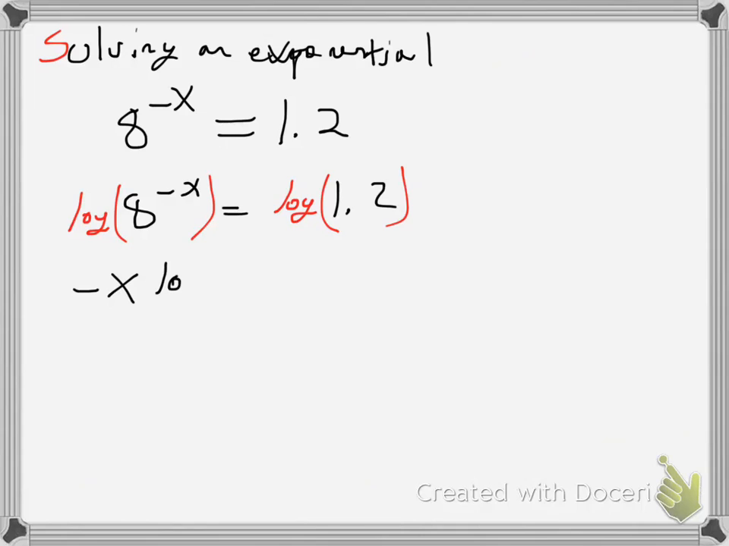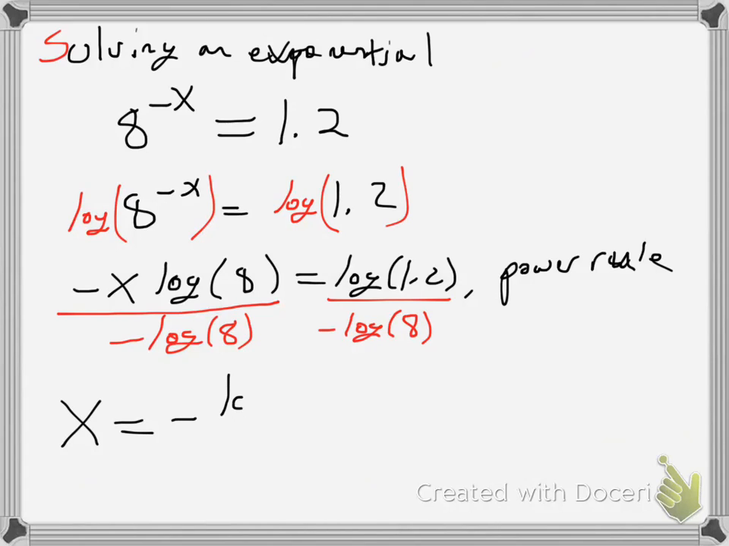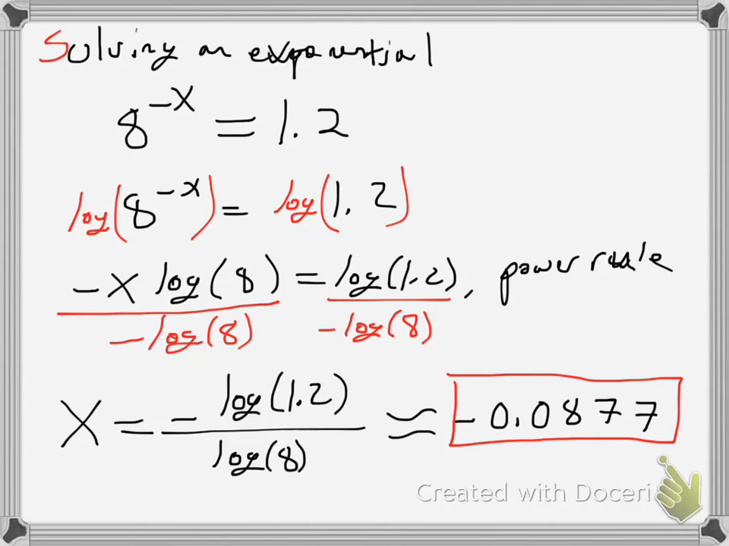And then the power rule is going to bring that minus x down. And we have negative x log 8 equals log 1.2. We can divide both sides by negative log 8 because I want just x, not negative x. So we'll mention that we used the power rule there and divided both sides by negative log 8. x is equal to log 1.2 over log 8 with a negative sign, and that is approximately equal to negative 0.0877. The general rule of thumb that we've been doing is rounding to about 4 decimal places.